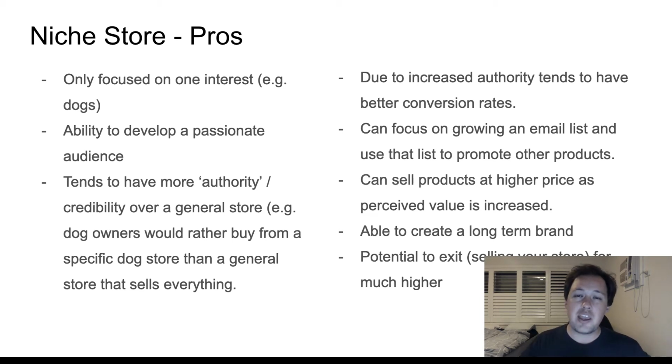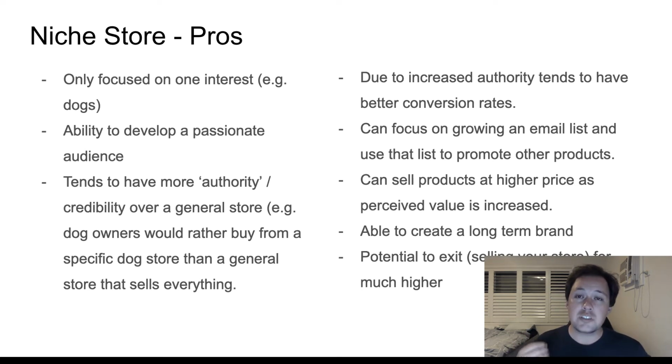As a result of being that authority, that expert in that space, you can also provide higher price points for your products, okay? So your products can sell at an increased price point because they're going to have a higher perceived value. You're also able to create a longer term brand. So like I said before, think about BarkBox, okay? They're in the dog space, they're a brand. So if you're a dog lover, you've more than likely heard of BarkBox. Right? Just think about that when you're thinking about what store to build, okay?